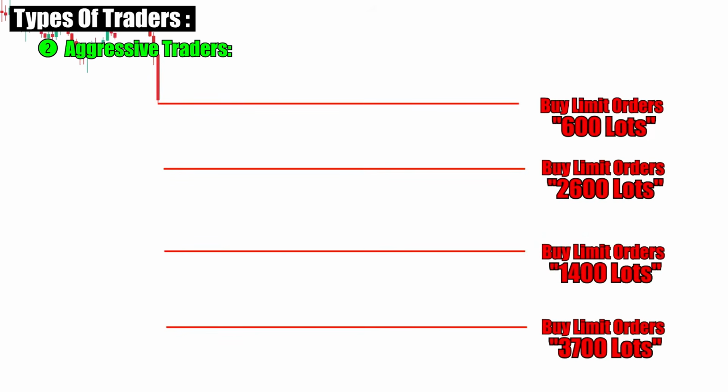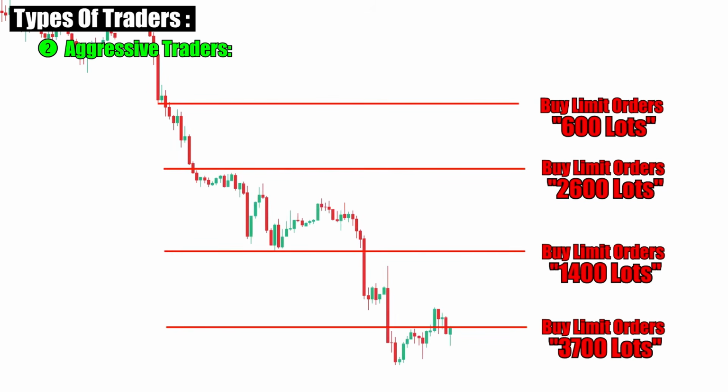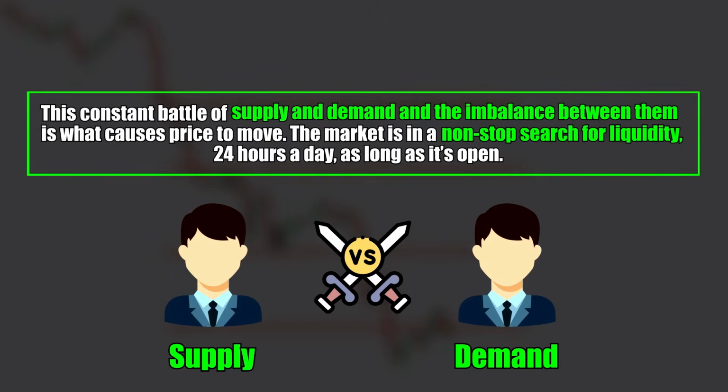On the flip side, when aggressive sellers flood the market, they wipe out the bids, pushing prices down rapidly until their sell orders are filled. This constant battle of supply and demand and the imbalance between them is what causes price to move. The market is in a non-stop search for liquidity 24 hours a day as long as it's open.